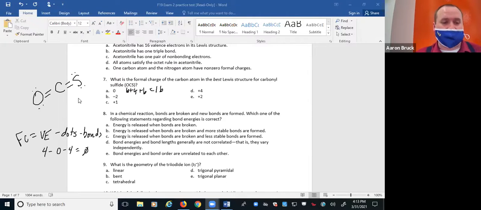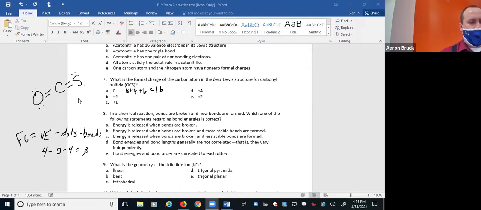D and E are wholly untrue. D says that bond energies and lengths are not correlated. They vary independently. That was one of the things that we did talk about a lot, the relationship between bond length and bond strength. The shorter that bond is, the more secure that bond is. The longer it is, the easier it is to break. And E says that bond energy and bond order, that is the number of bonds, are unrelated to each other. Well, we saw that one as well. A triple bond is way stronger than a double bond, which is way stronger than a single bond.